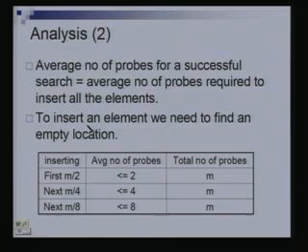When I am inserting an element, I need to find an empty location again. Now, suppose I began with an empty table and I am looking at the number of probes required to insert the first m by 2 elements. The size of the table is m. Let us assume m is 100. I am talking of inserting the first 50 elements. Suppose I have already inserted 48, 49 elements. When I am trying to insert the 50th element, what is the expected number of probes that are required?